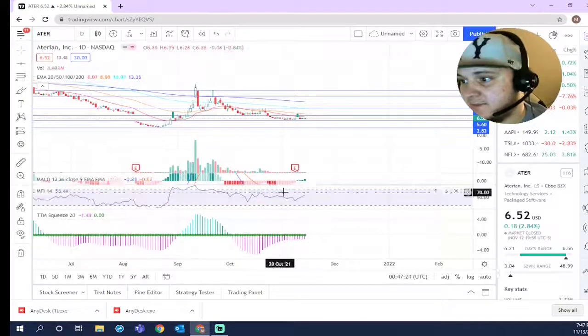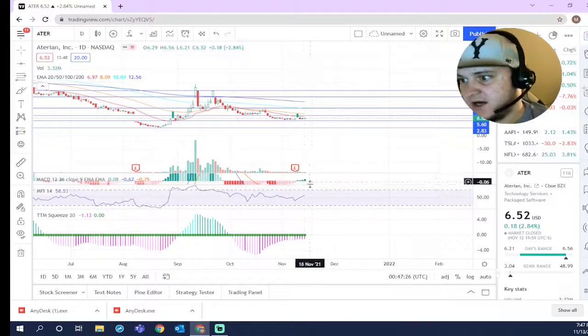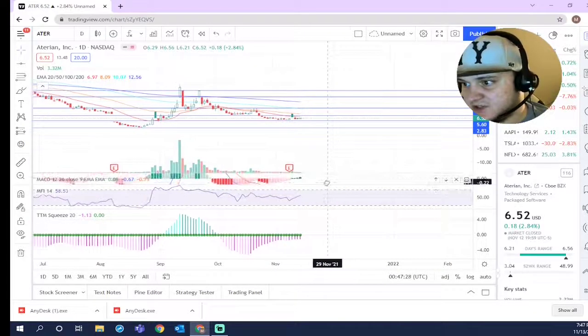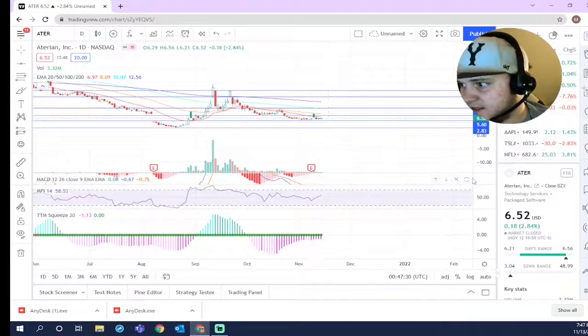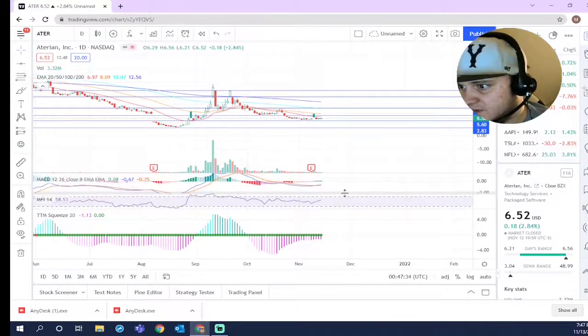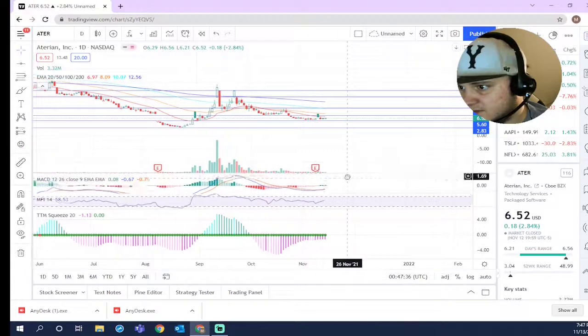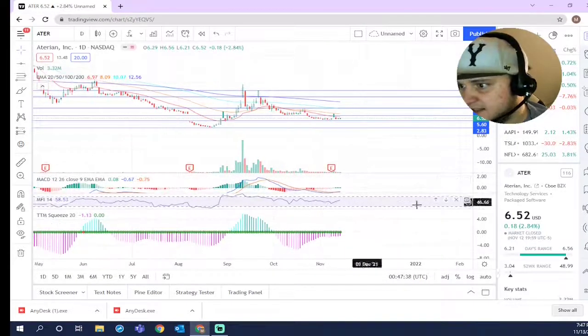If you look on the daily, the MACD just flipped green, so that's a bullish sign. If I can get this MACD to look a little better here, there we go. We'll move that down a little, like that. So we got the MACD flip.